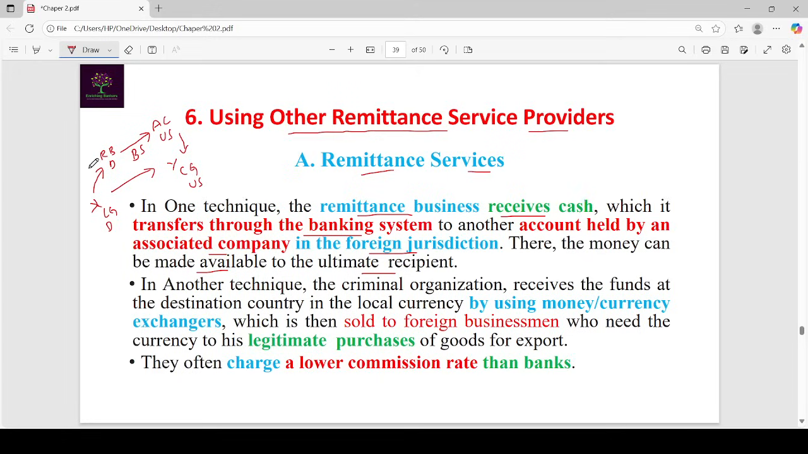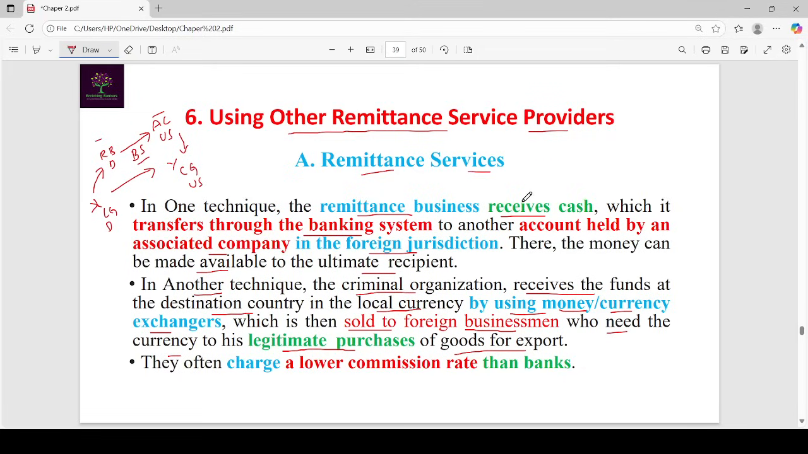So, this is the first approach in remittance services. In this approach, remittance businesses are involved and the banking system is also involved. Next, coming to the other approach. In this approach, the criminal organization receives the funds at the destination country in the local currency by using money or currency exchangers, which is then sold to foreign businessmen who need the currency for legitimate purchases of goods for export.